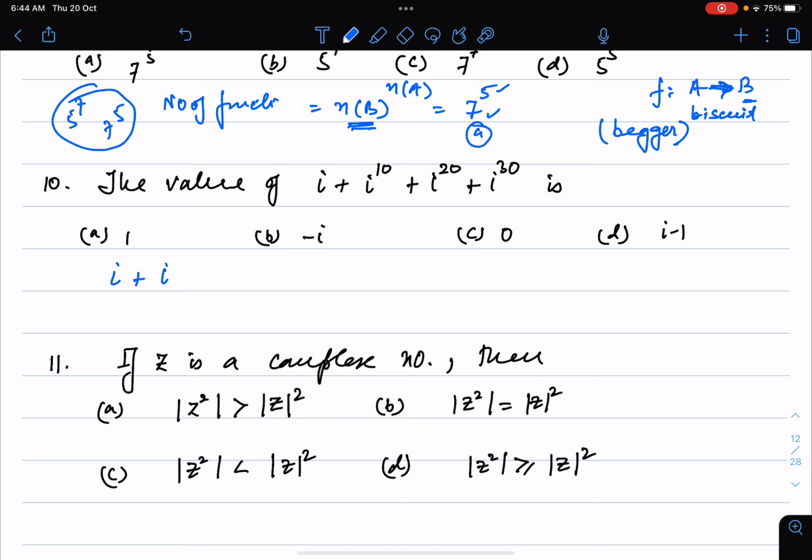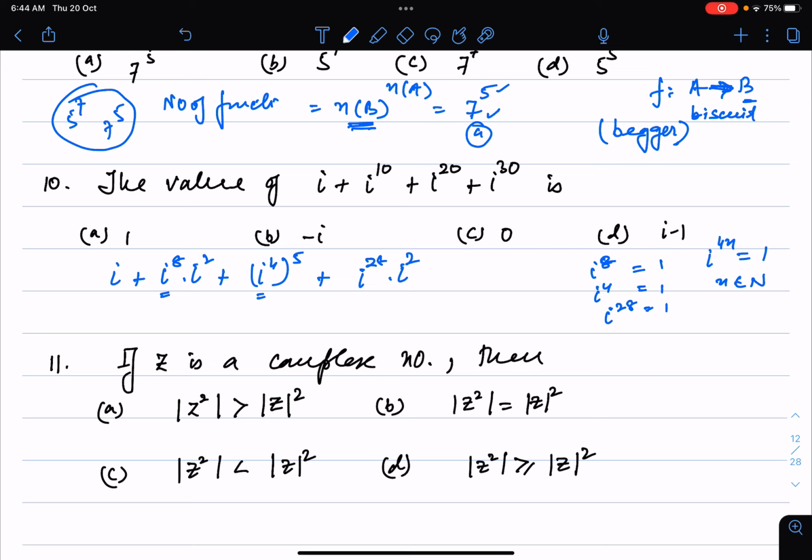Iota plus iota raised to power 10 can be written as iota raised to power 8 into iota square, plus iota 20 can be written as iota to the power 4 into 5, plus iota 28 into iota 2. Why have I written 28 or like this 8 and 4? Because I know that iota raised to power 4n is always 1, where n stands for a natural number. So iota raised to power 8, 4, 28 are all multiples of 4, so it will always be 1, 1, 1. And iota raised to power 2 is minus 1. So iota plus 1 into minus 1 plus 1 raised to power 5 plus 1 into minus 1. So it becomes iota minus 1 plus 1 minus 1. So the answer is iota minus 1. So option D is the correct one.